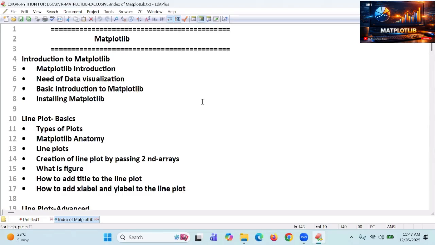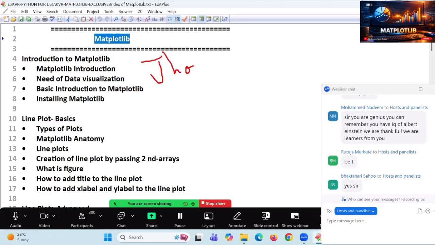Directly, I want to tell you one small example, then I will enter into my introduction part. Who developed Matplotlib? It was developed by John D. Hunter. In which year did he develop it?